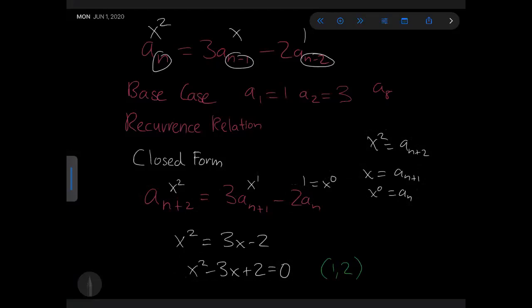And getting that polynomial, we get x squared is equal to 3x minus 2. Just substitute everything back in. We solve the roots of this, and we get 1 and 2 as the roots. Those are the roots of this quadratic. So 1 and 2 are our roots.